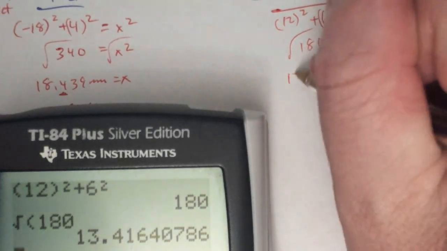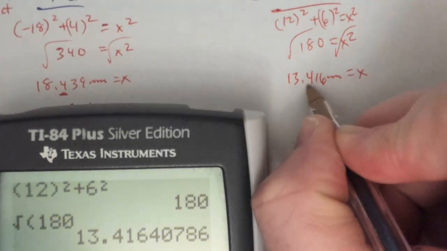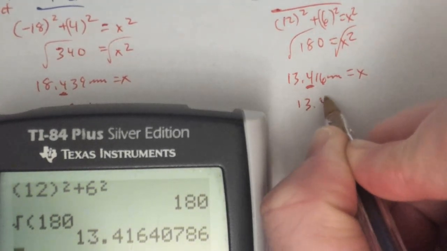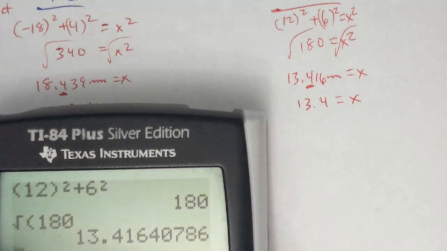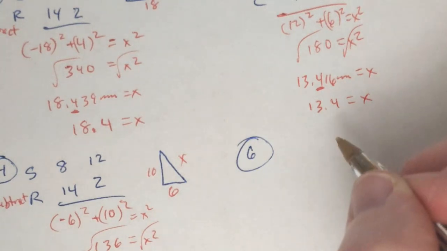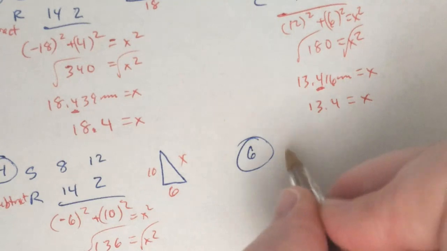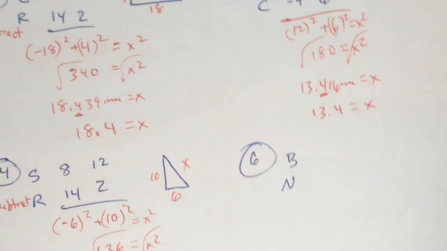So we got 13.416 and a bunch of other stuff. And they said to round to nearest tenth, and that is 13.4 is equal to x. And that's your final answer. Right, number 6. Okay, so on number 6, we wanted Blakeville and we wanted Newton.